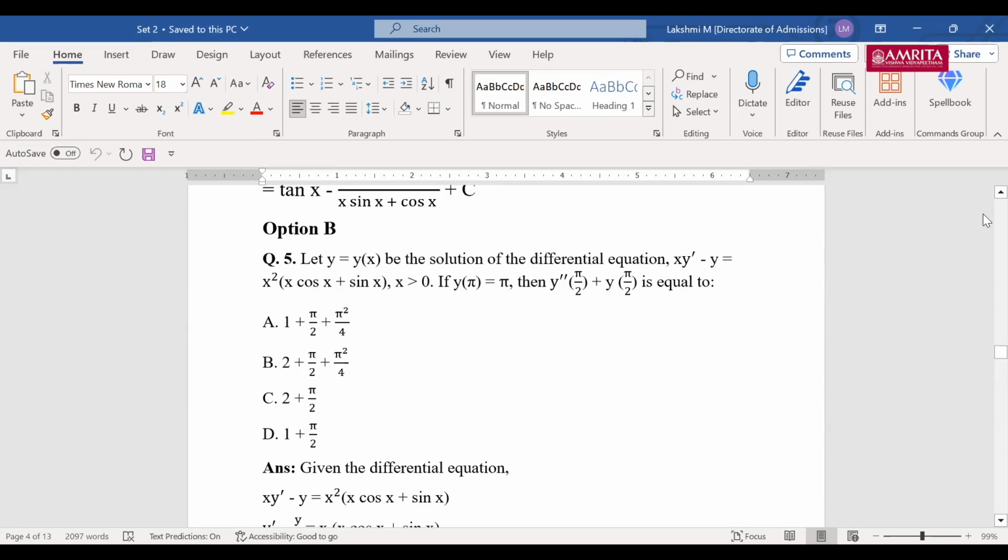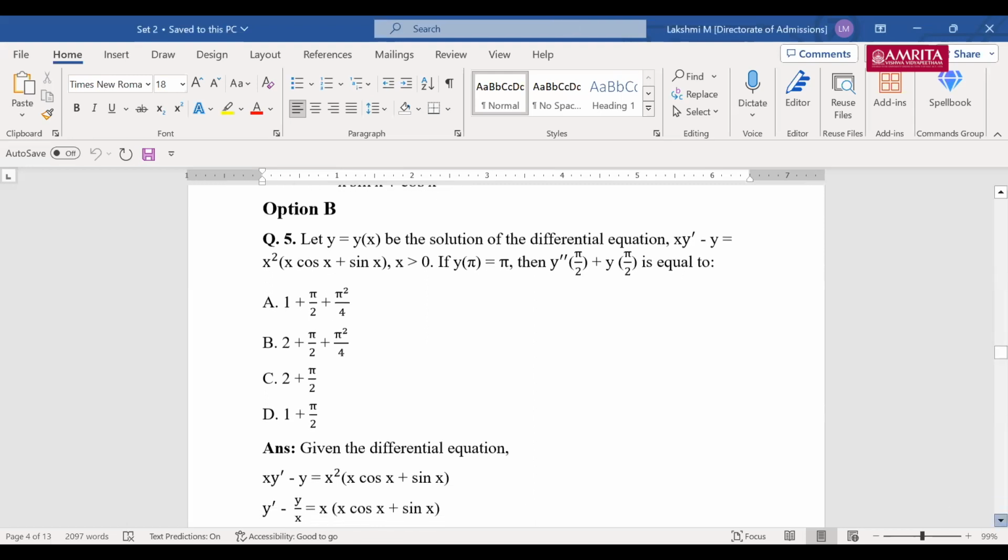We'll just have a quick look into it again. It's given that y equal to y of x is the solution of the differential equation x y dash minus y equal to x square into x cos x plus sin x. Y of pi is equal to pi. And they have asked us to find out y double dash of pi by 2 plus y of pi by 2. So we need to initially rearrange this equation in such a way that you will be able to understand which formula you need to apply.